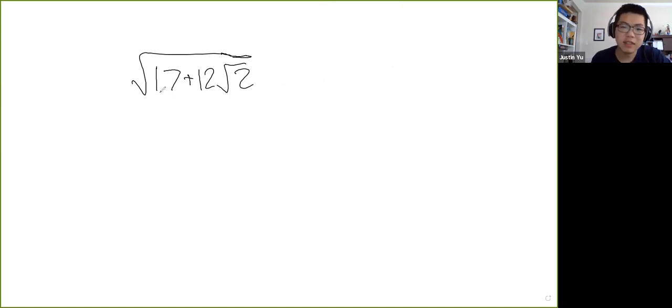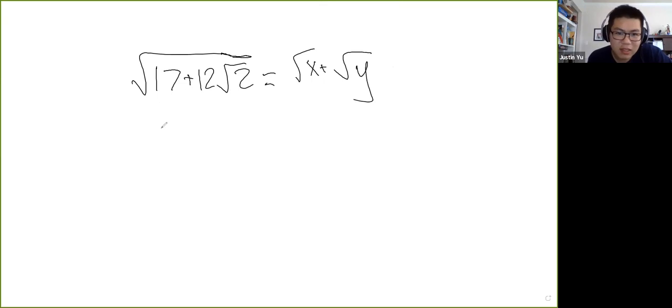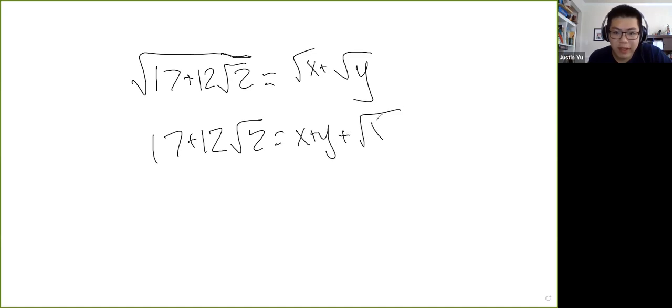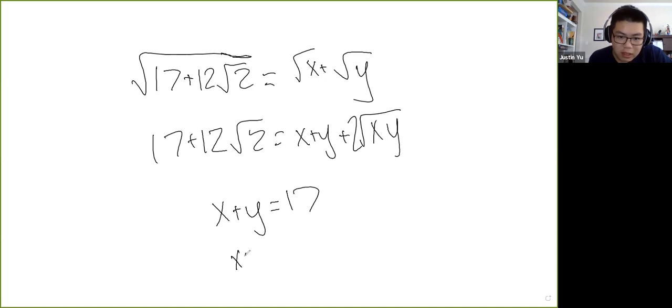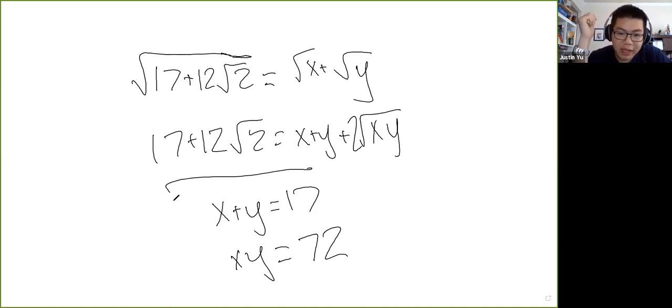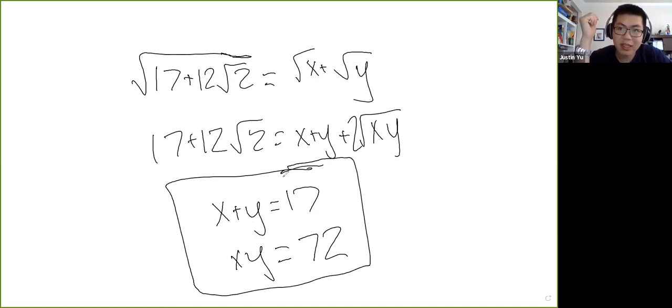I see. So let's say this is equal to square root x plus square root y, just as a guess. This makes sense. So 17 plus 12 root 2 is x plus y plus 2 times the root xy. So x plus y is 17. And what is xy equal to? All right, well, it's actually equal to 72. Now, can anybody guess what x and y are just by looking at this?